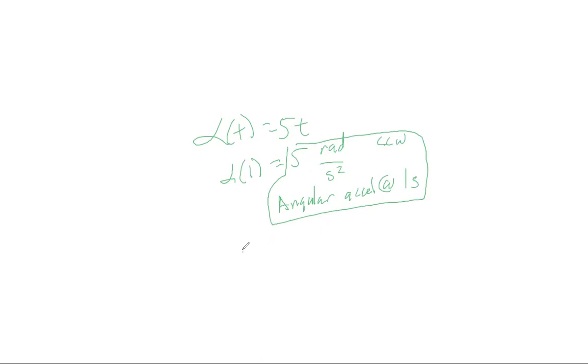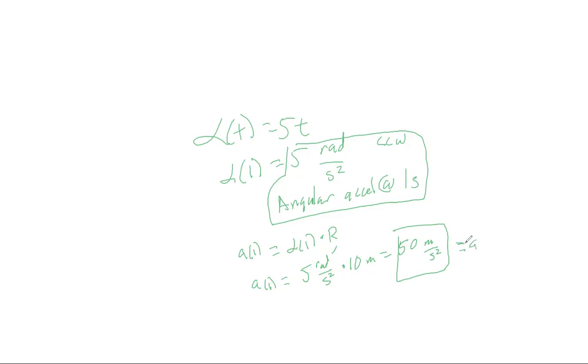Now, what is my a at 1? What's my acceleration at 1? Well, my acceleration at 1 is just going to be equal to my alpha at 1 times r, where r is in meters. So my a at 1 is going to be alpha, 5 radians per second squared, times 10 meters. And that's just 50 meters per second squared. That's my a at 1.